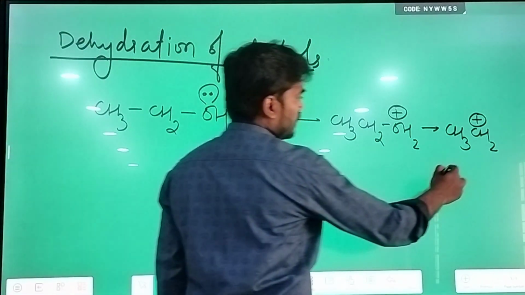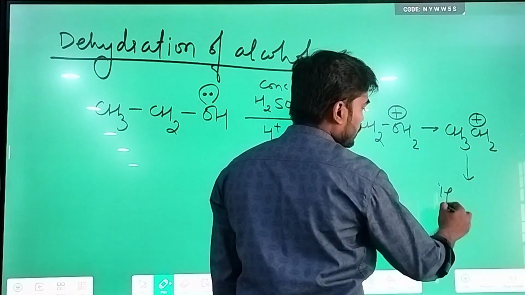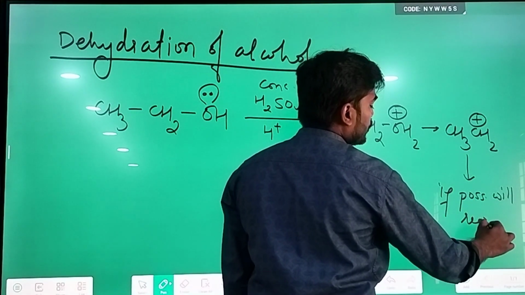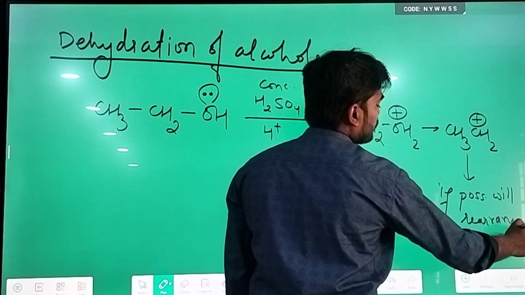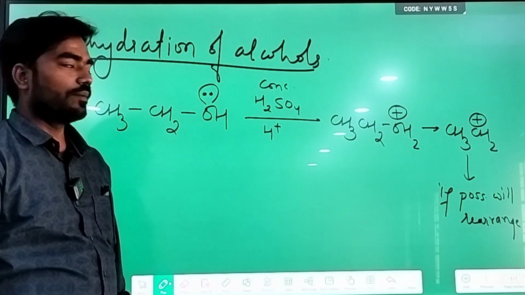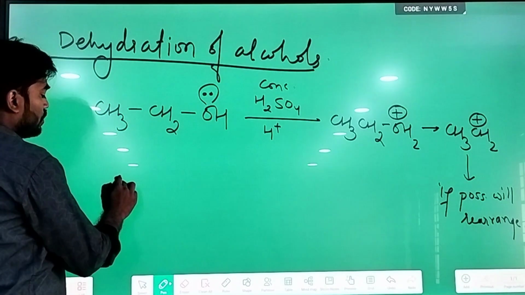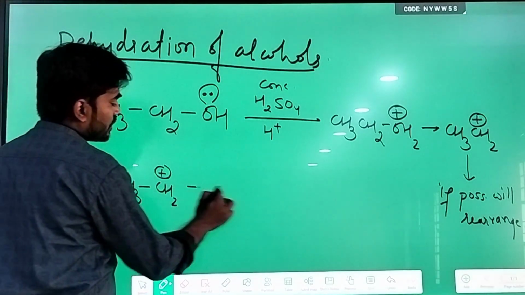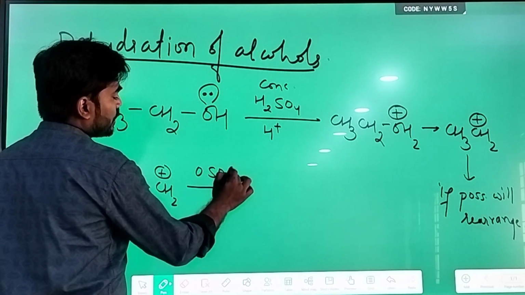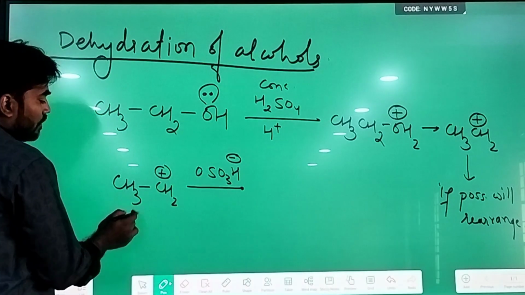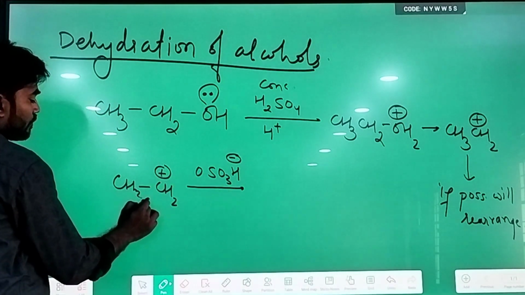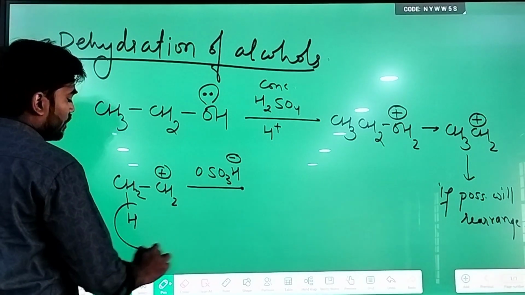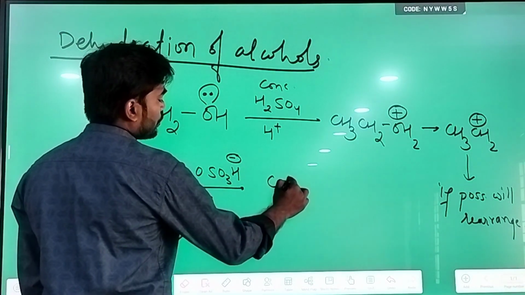As we know that carbocation, if possible, will rearrange for more stability. Since here no rearrangement is there, hence we'll move on to the further step in which OSO3H minus, being a base, will come and attack on the beta position and will take away the H, leading to the formation of an alkene.